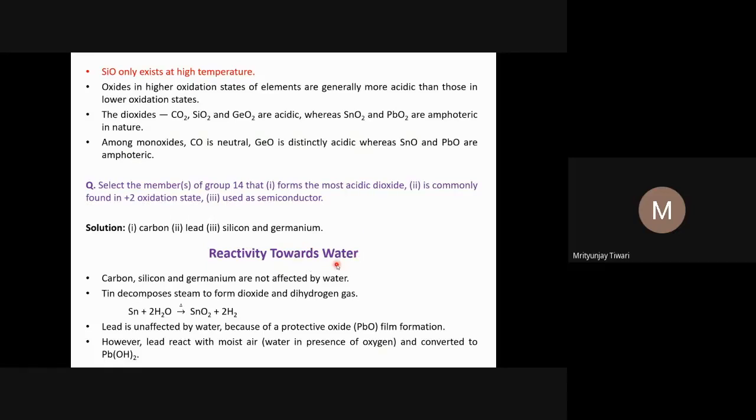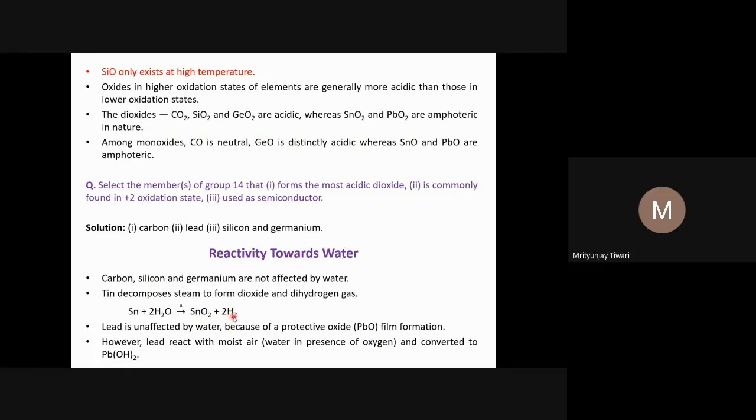Let's see the reactivity towards water. Carbon, silicon, and germanium are not affected by water. So carbon, silicon, and germanium do not react with water. Tin decomposes steam to form dioxide and dihydrogen gas. So tin reacts with water to form dihydrogen, the hydrogen gas, plus tin dioxide. So Sn plus 2H2O, on heating it decomposes steam. Tin decomposes means it splits, hydrolyzes water, and forms SnO2 plus 2H2.